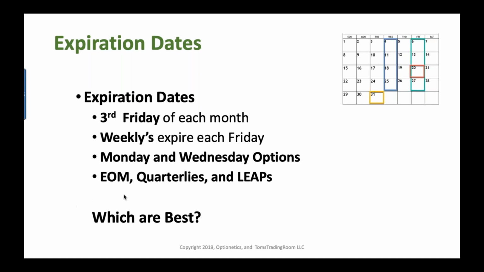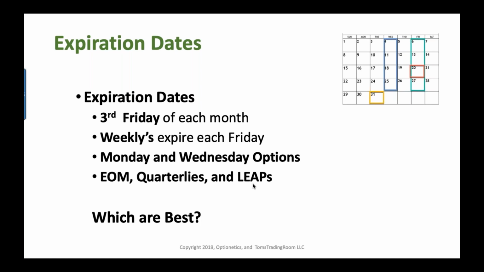Now, there are other options out there, end of month options. Those are options that expire on the last trading day of the month. There are quarterlies, options that expire at the end of the quarter. And there are leaps. A leap option is a long-term equity anticipation, or what I like to call just a long-term option. Those are any options that have more than 9 months to expiration.